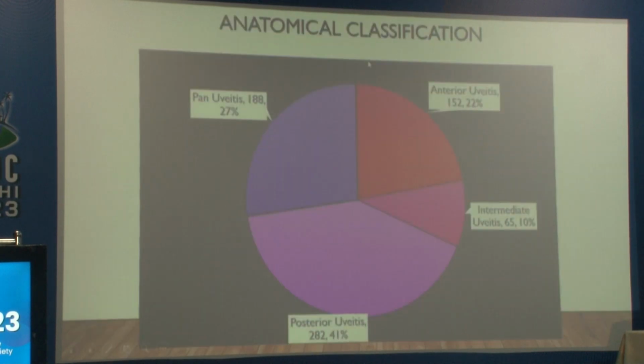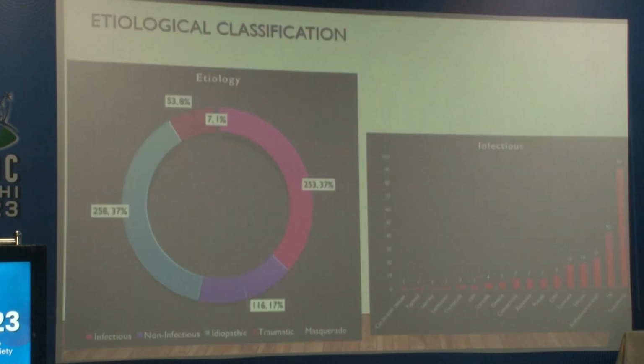This is the anatomical classification. What we have seen is that the majority were in the posterior uveitis group and fewer in the anterior uveitis group, as quoted in various other studies. If we classify on an etiological basis, in our study infection was the major cause, followed by idiopathic and non-infectious causes. In the case of infection, toxo and TB were the major ones, and the rest were in smaller percentages.